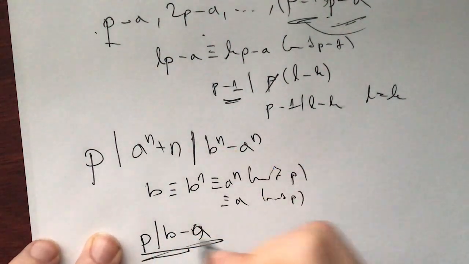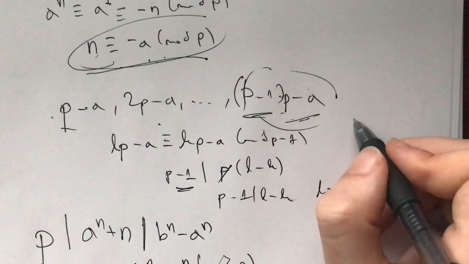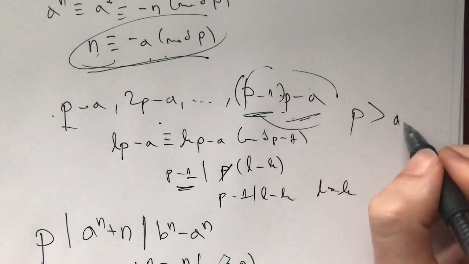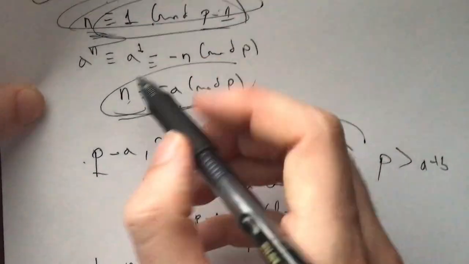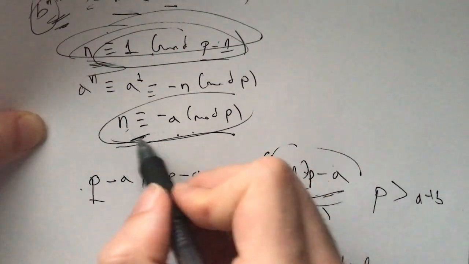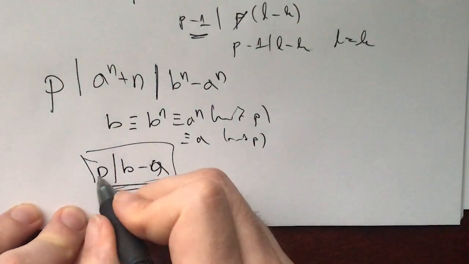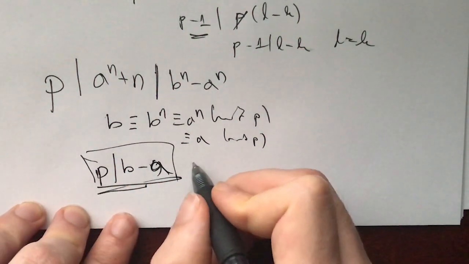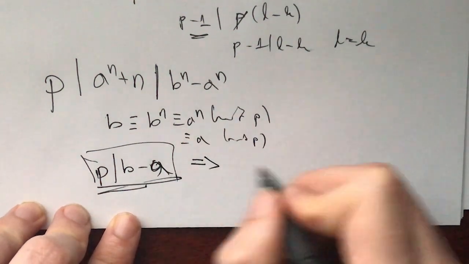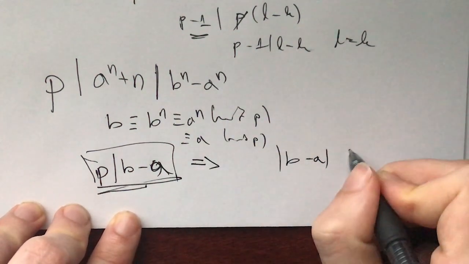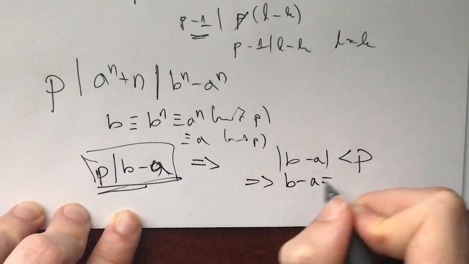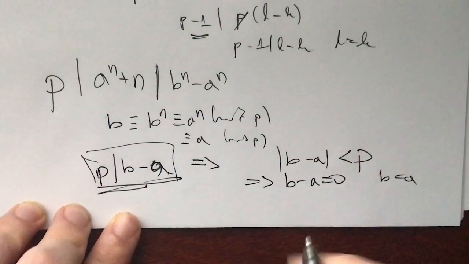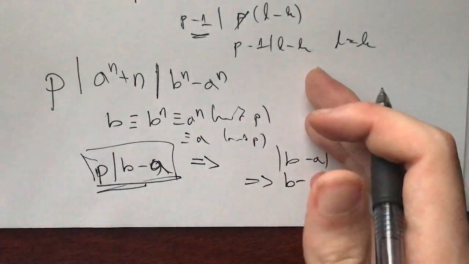And mind you, we can pick a very large p. So if we pick a prime number that's larger than both, say a plus b, larger than both a and b, then we pick an n which is congruent to this modulo p and this modulo p minus 1, then we'll have that p divides b minus a, and now because b minus a is less than p, this implies that b minus a is equal to 0, which implies that b is equal to a. And we're done with an N6.